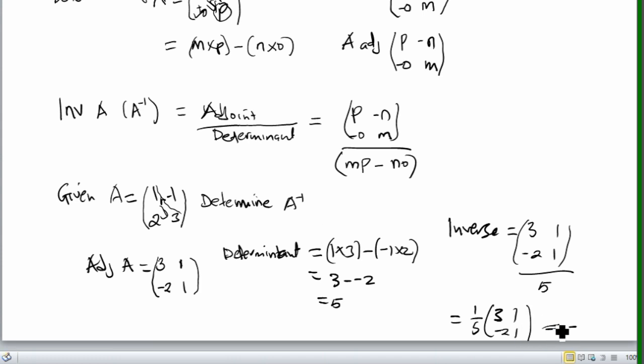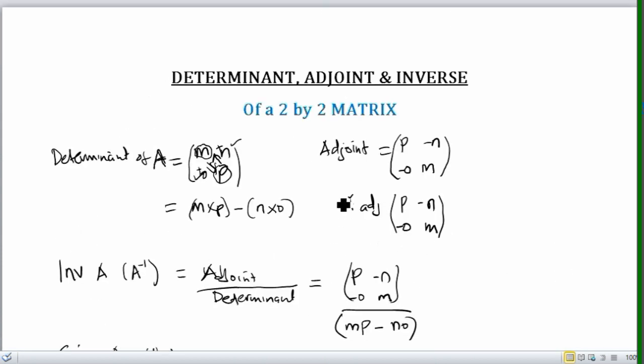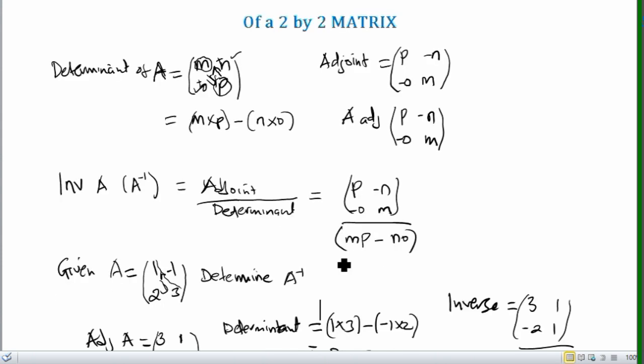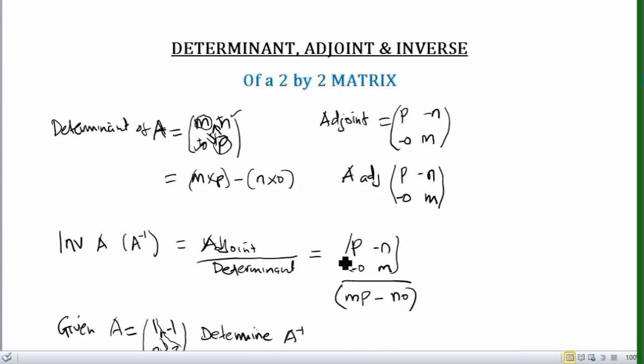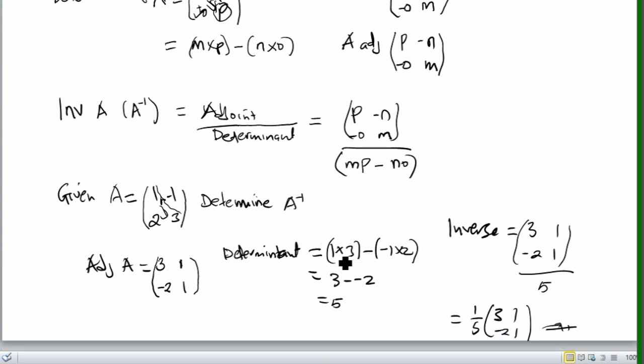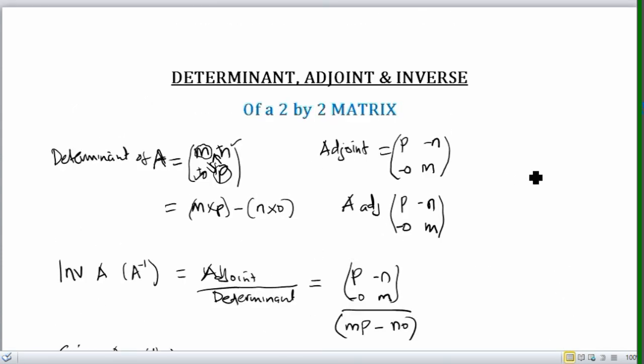So this is how you get the adjoint, the determinant, and the inverse of a 2 by 2 matrix, which is useful when you are solving a pair of simultaneous equations. In my next video, I'm going to show you how to solve simultaneous equations using the adjoint, the inverse, and the determinant, just like we have done here.